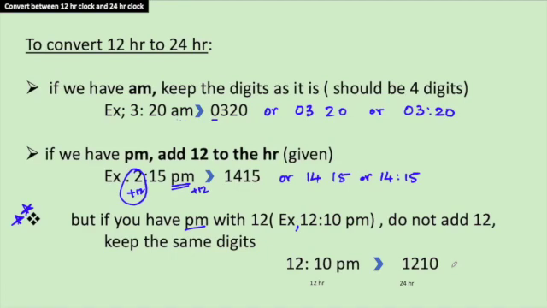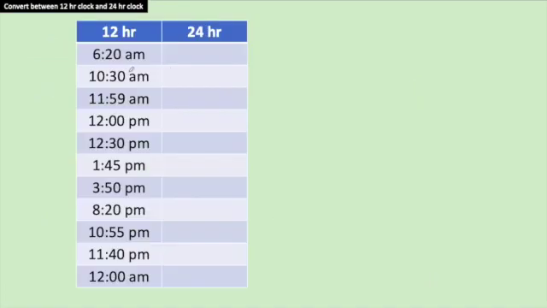Now let us see a summary of what we have discussed so far. Here is a list of times starting from the morning of a day till the beginning of the next day. 6:20 a.m., almost the time when you prepare for your school. Again, 10:30 a.m., again 11:59 a.m., 12 p.m. Actually, the way of writing 12 p.m. is 12 noon. This is the correct way of writing this time.